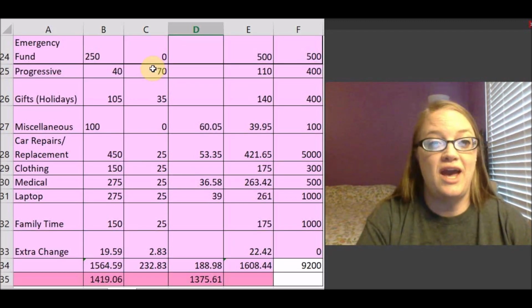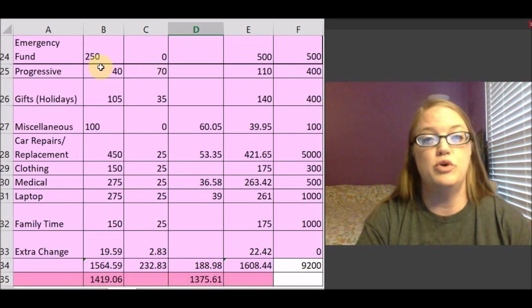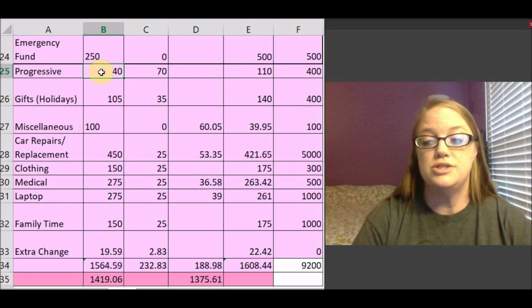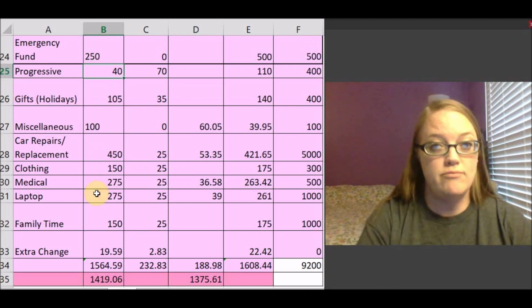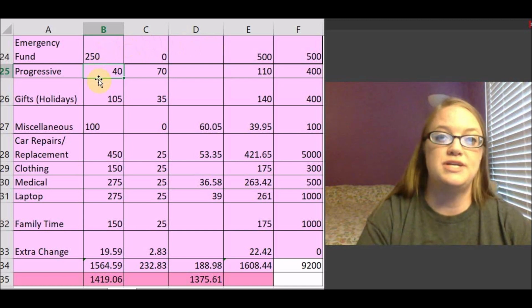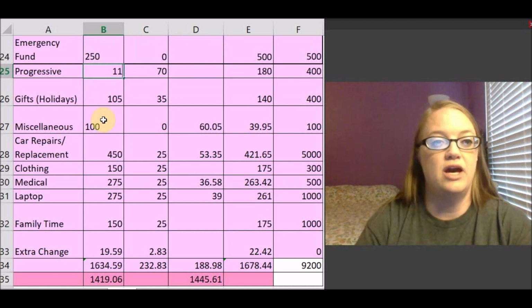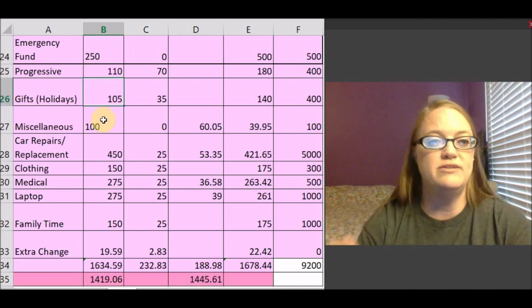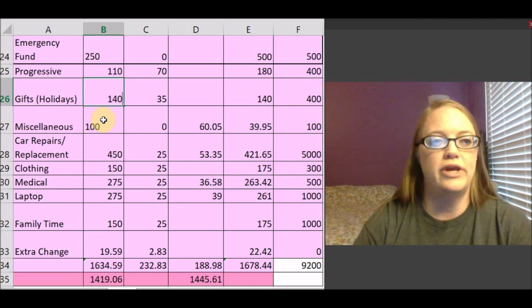The first thing I have to do for my sinking funds is put in what my new totals are. This is where I started in March. This is where I ended in March, and so now I have to start in April where I ended. So I have $110 for Progressive for my car insurance, $140 for gifts.